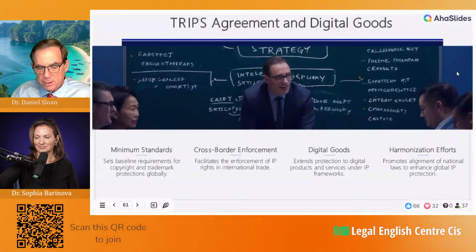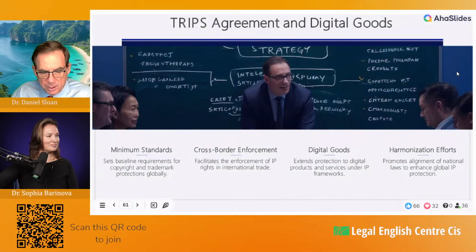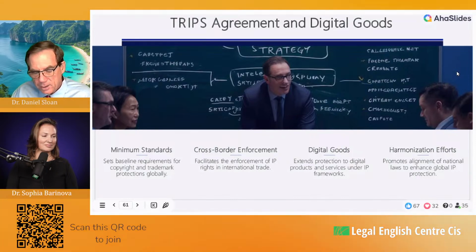So on the TRIPS agreement, in digital goods, minimum standards: TRIPS helps set baseline requirements for copyright and trademark protections globally. So becoming a part of TRIPS helps you do that. Cross-border enforcement facilitates the enforcement of IP rights in international trade. Anybody that's a signatory has some cross-border enforcement rights.